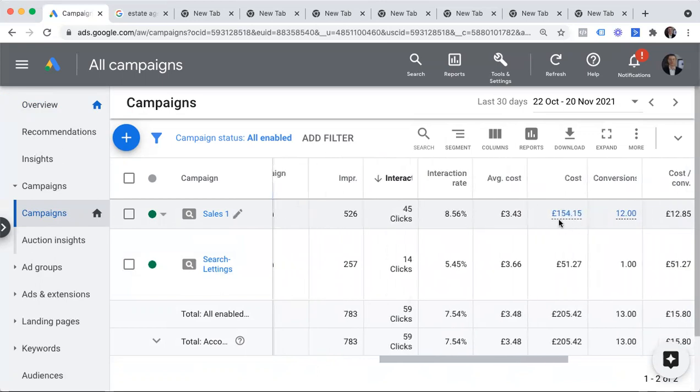We've spent a whopping £154 on sales, £51 on lettings. We've got 12 conversions. The conversion is basically someone filling out the form, that's essentially what it is, and then it's like a callback sheet type of thing. And it's cost us £12.85 to get a valuation inquiry there.